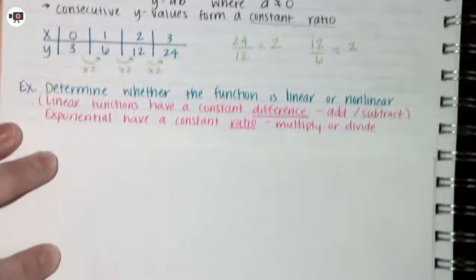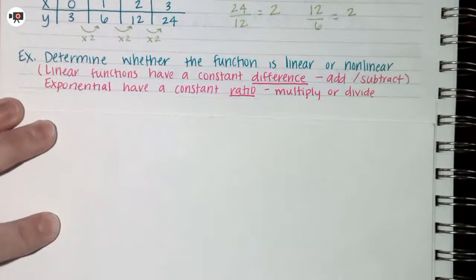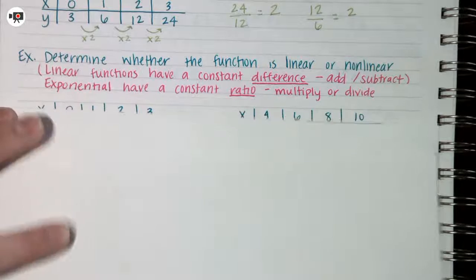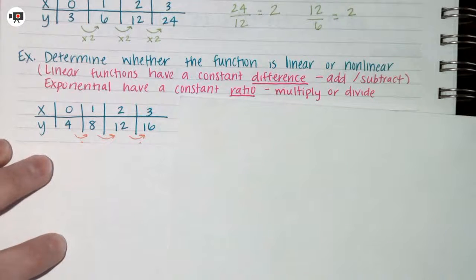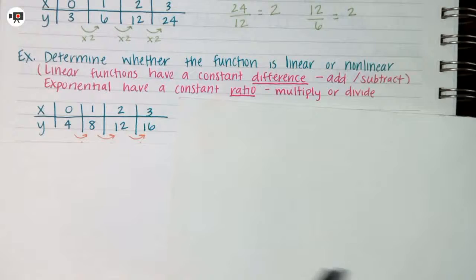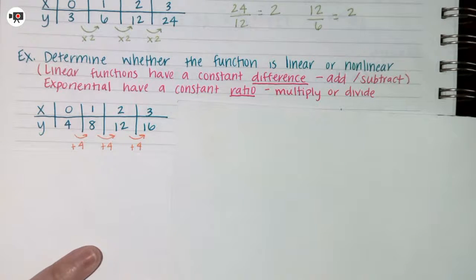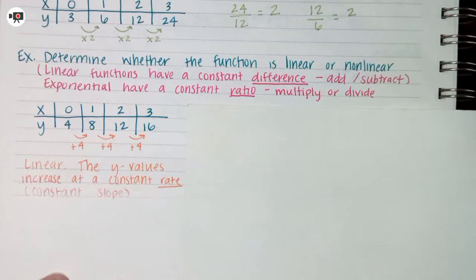So we're going to determine whether the function is linear or nonlinear. Here are hints for which is which. So here, to go from 4 to 8, 8 to 12, 12 to 16, those would be adding 4 each time. So we say this one is linear because the y values increase at a constant rate. It has a constant slope.